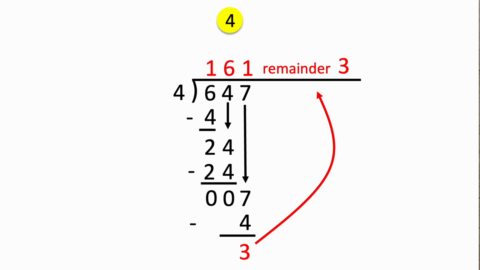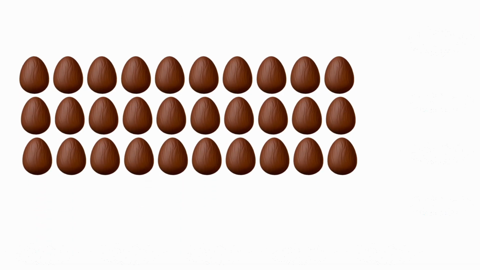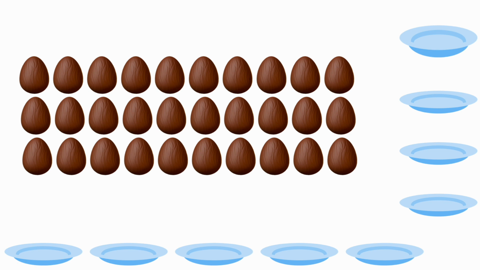647 divided by 4 gives us 161 with a remainder of 3. So what the sum is actually saying is that 4 goes into 647 161 times with 3 left over, or a remainder of 3.